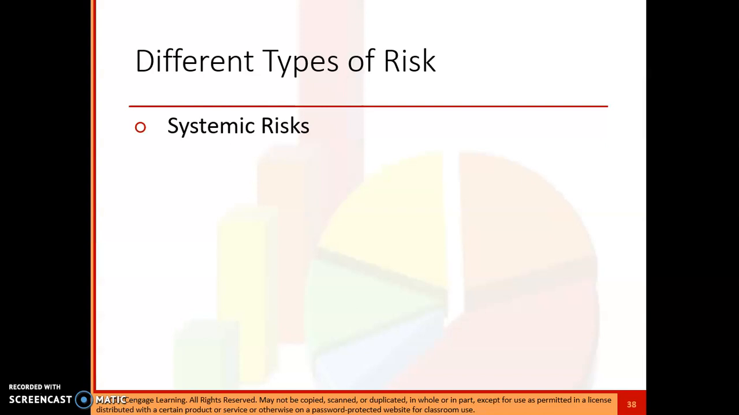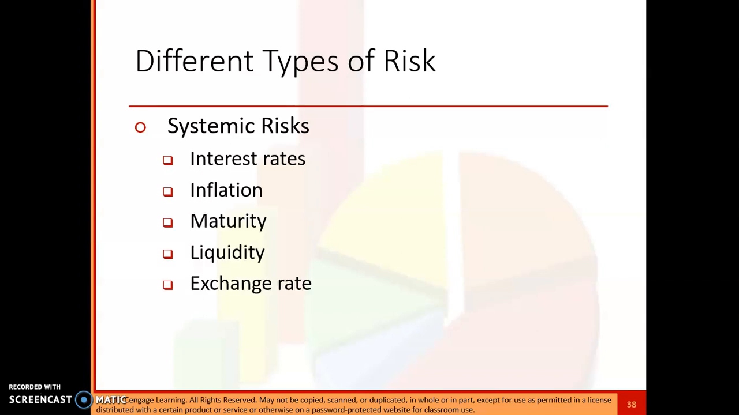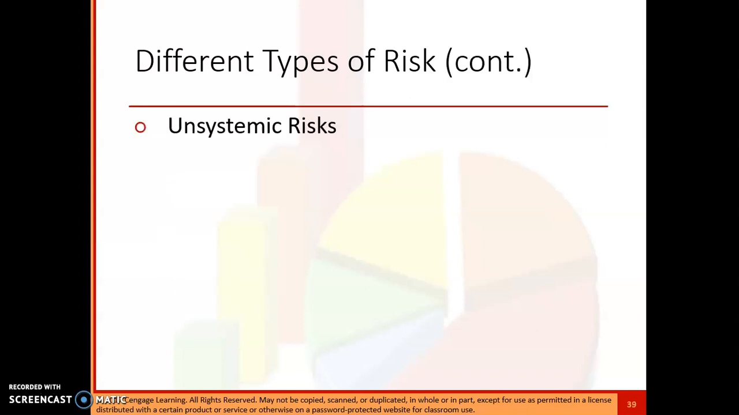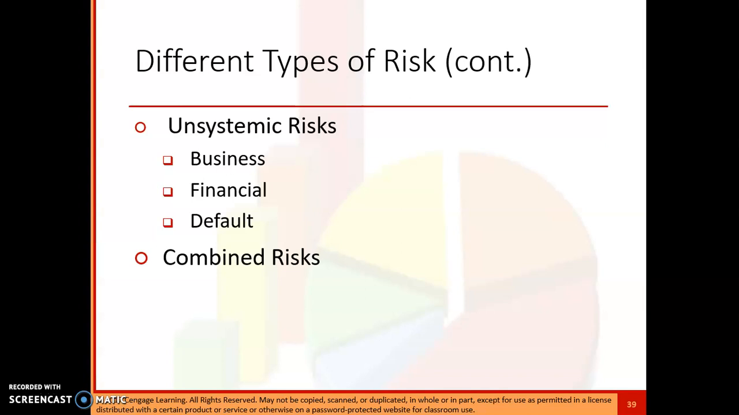Different types of risk. Systematic risks: interest rates, inflation, maturity, liquidity, exchange rate, political. Unsystematic risk: business, financial, default. These are all related to the firm. The combined risk, total risk, and corporate risk, and so forth. That is the end of Chapter 8.